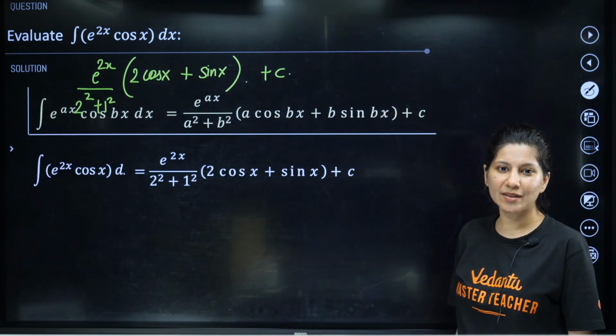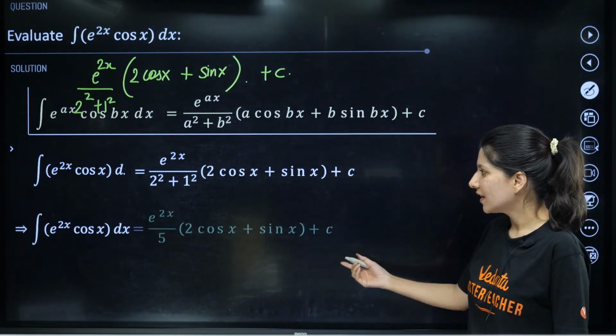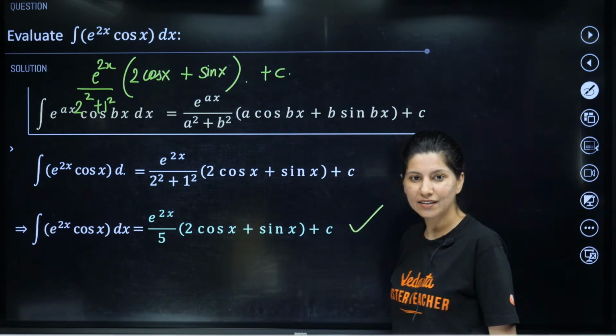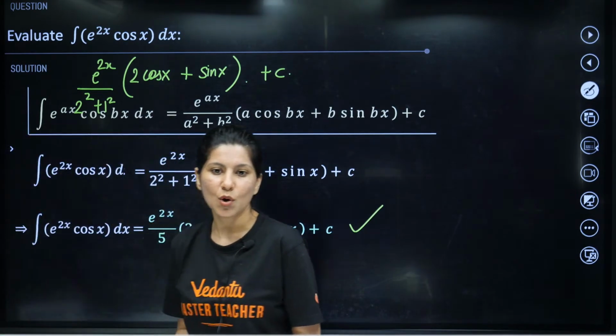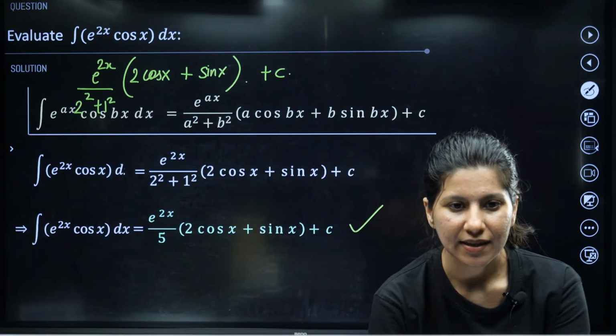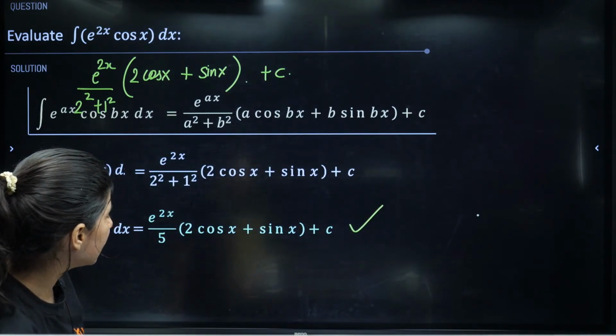Final answer will be, tell me. So it is going to be e raised to power 2x by 5. That's it. Done, done, done. Give me a big thumbs up if you are done with this. So this is the last question, and this is where we are ending this.